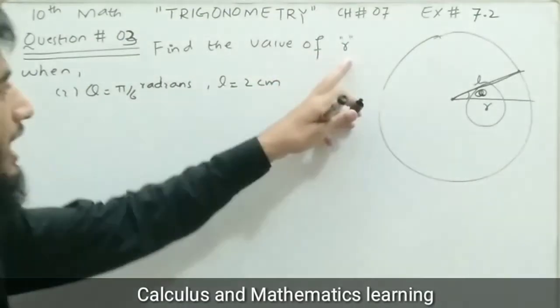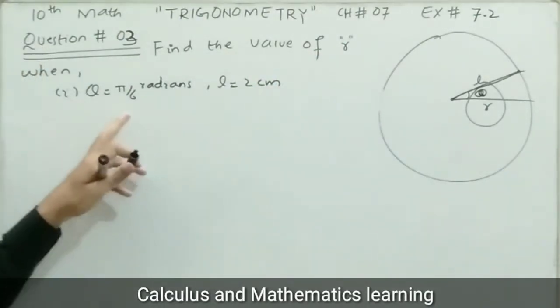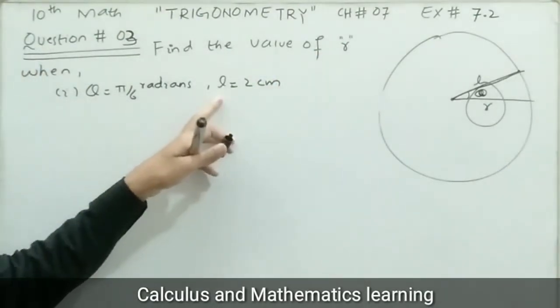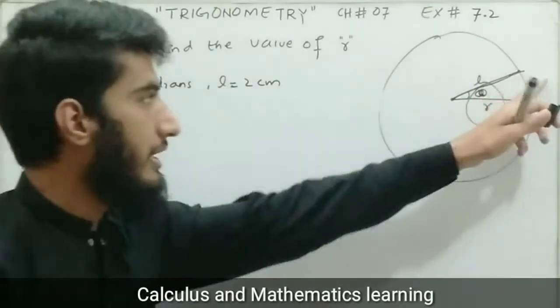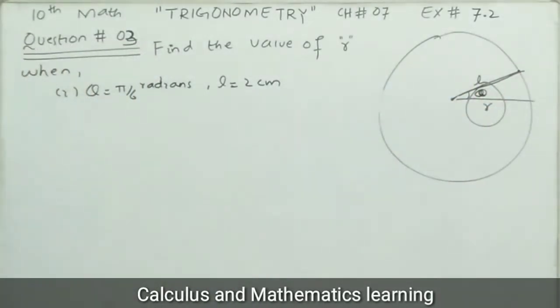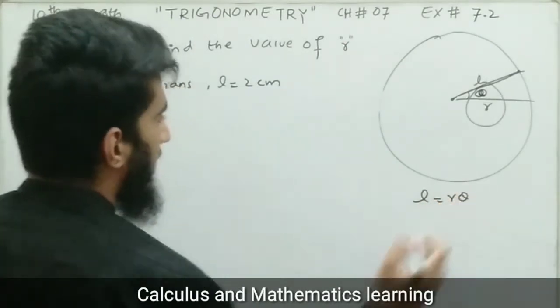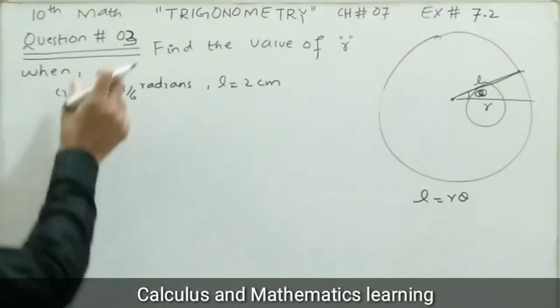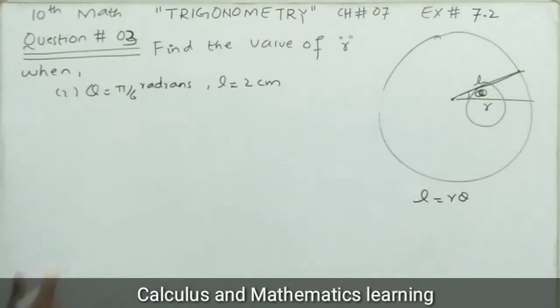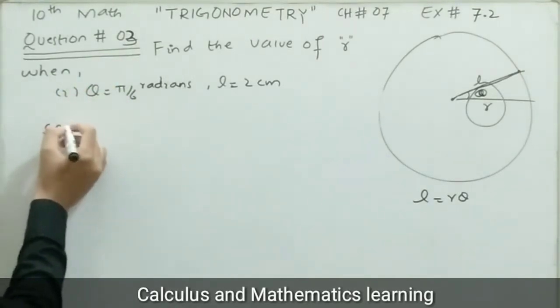Find the value of r when theta is equal to 5 by 6 radian and the distance L from circumference to the center is 2 centimeter. So we learned the formula in the previous questions: L is equal to r theta. Using this formula, we will solve question number 3. There are 3 parts in this question also. So move towards the solution of part number 1.